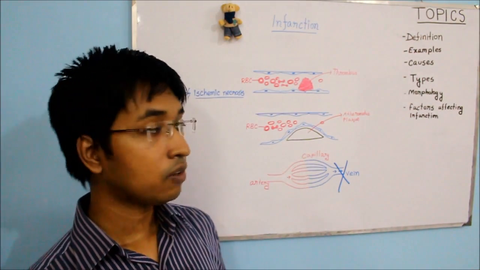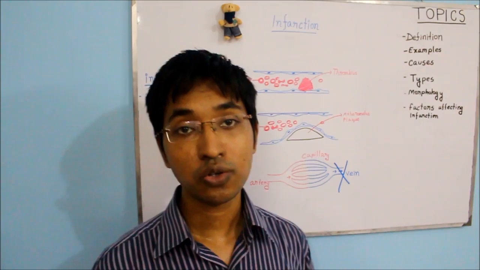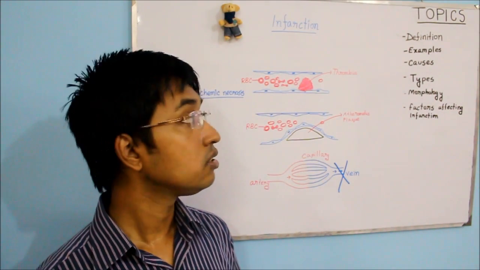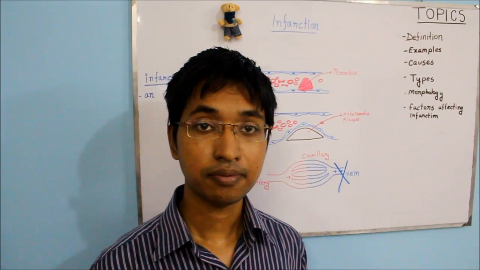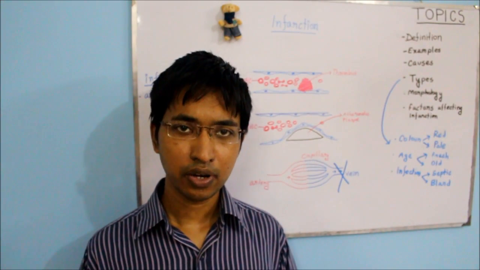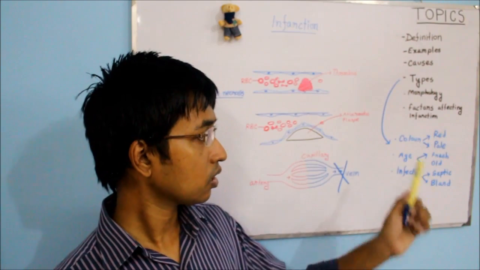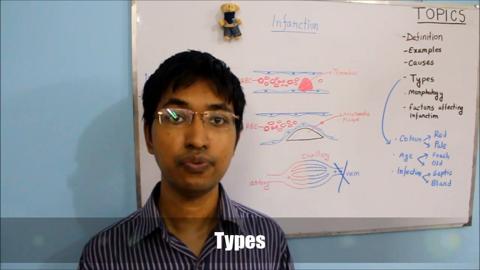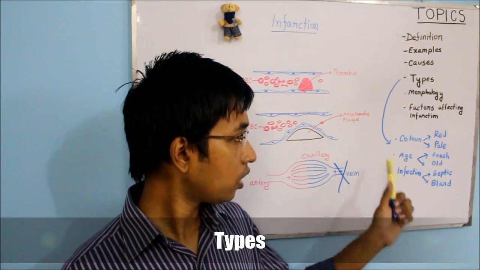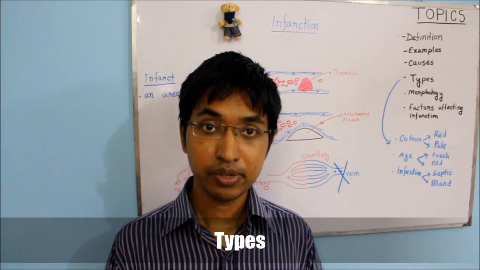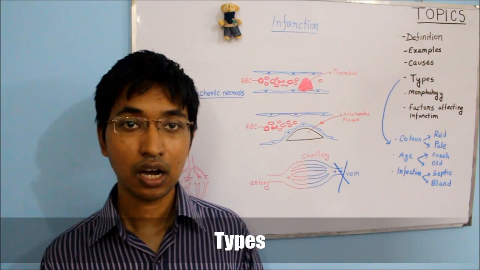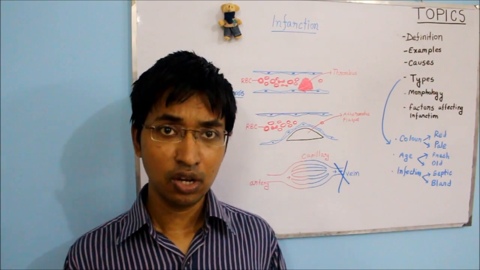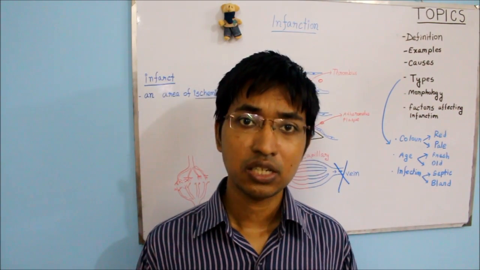So now that we have described the different causes of infarction, we will move on and discuss the types of infarction. As you can see, we can classify infarcts according to their color, age, and presence or absence of infection. According to color, an infarct can be red or pale. So let's talk about red infarct first. What are the causes of red infarct?